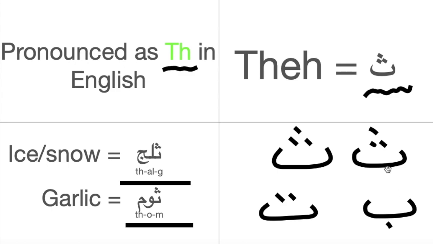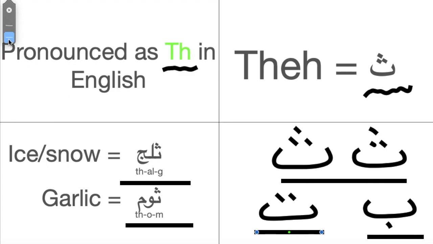So today we are learning Th, but we want to know the difference between Th and B and T. Th is pronounced as th in English, B is pronounced as b, and T is pronounced as t. Th has 3 dots on the top. B has 1 dot on the bottom. T has 2 dots on the top.